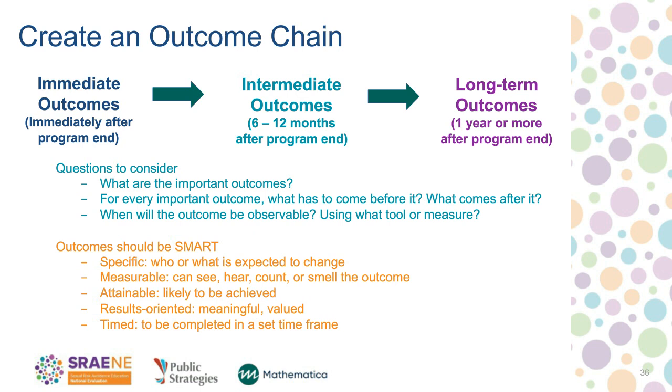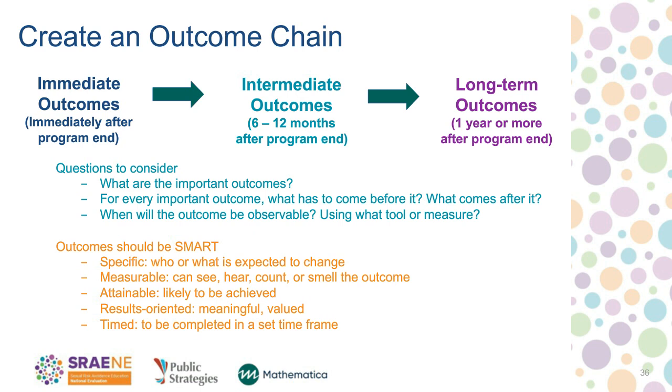The other thing to remember is that your outcomes should be SMART. And hopefully that resonates with all of you. You've heard about SMART goals. Here we're talking about SMART outcomes. So outcomes should be specific about who or what is expected to change. They should be measurable. You should be able to see, hear, count, or smell them. They should be attainable, so they should be reasonable. There should be a chance. You should have a reason to believe that you can achieve that outcome.